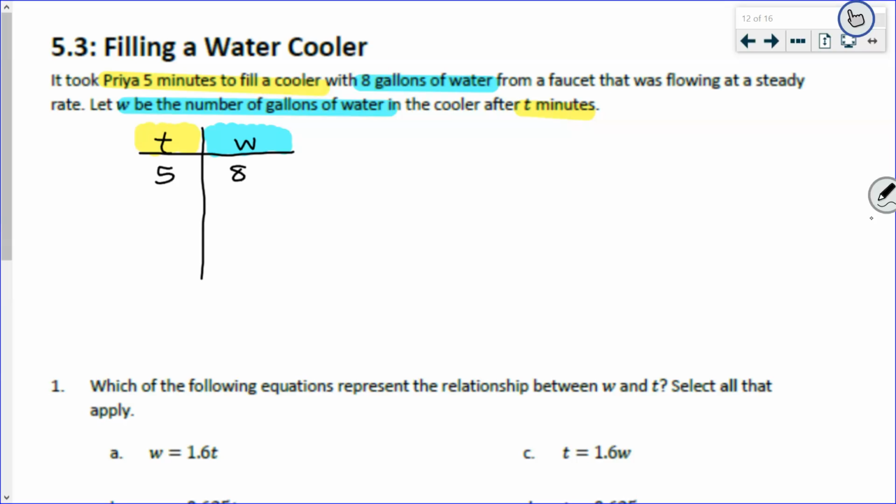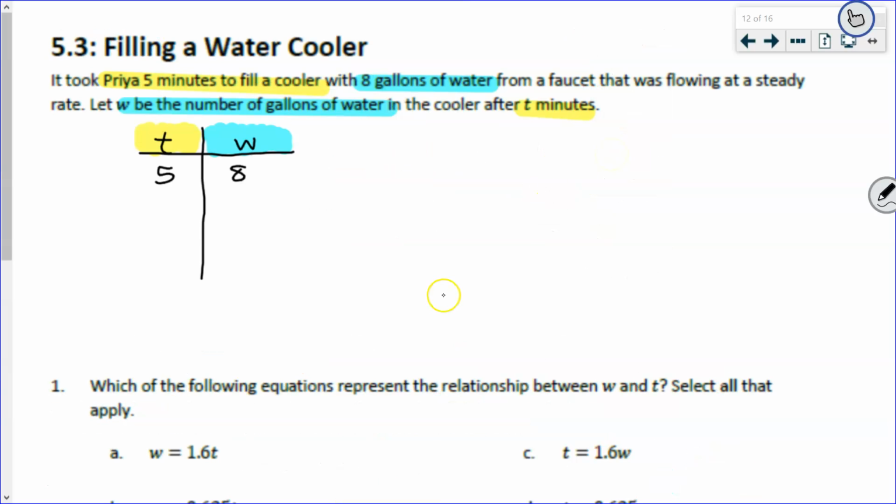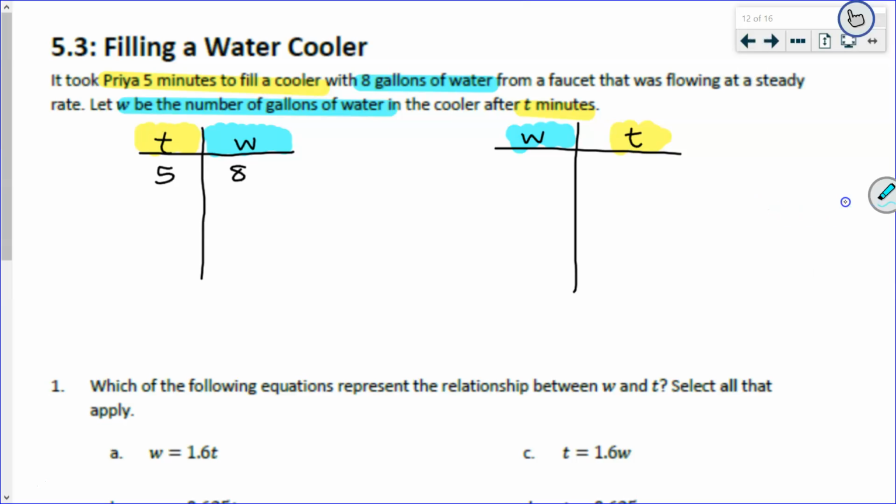Now, just like in this problem, we had the same information, but then we flip-flopped it to create our second table. That's exactly what we're going to do here. We're going to create a second table. Again, that just means since we're drawing it by hand, it's just going to be a little T-chart. We're going to have the W on one side, the T on the other side. Again, all that I've done here is I've just flip-flopped. T was on the left-hand side, and now that T is going to be on the right-hand side. And the W was on the right-hand side, and now it's going to be on the left-hand side.